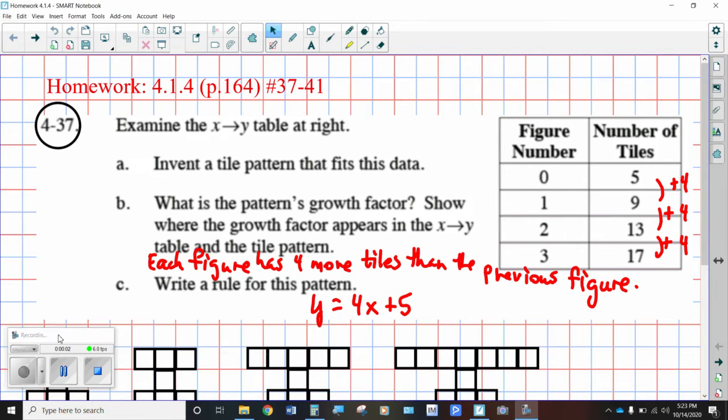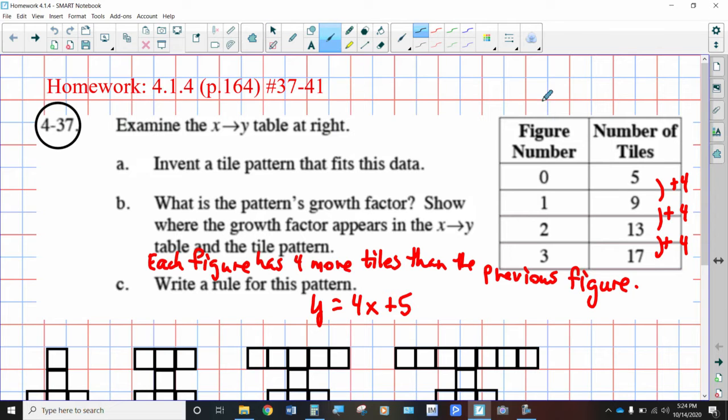All right, let's take a look at homework for 4.14, problems 37 through 41. Examine the XY table at the right. So you got your figure number and the number of tiles. Remember that the figure number really corresponds to the value of X and the number of tiles for Y as far as our rule is concerned. So invent a tile pattern that fits this data.